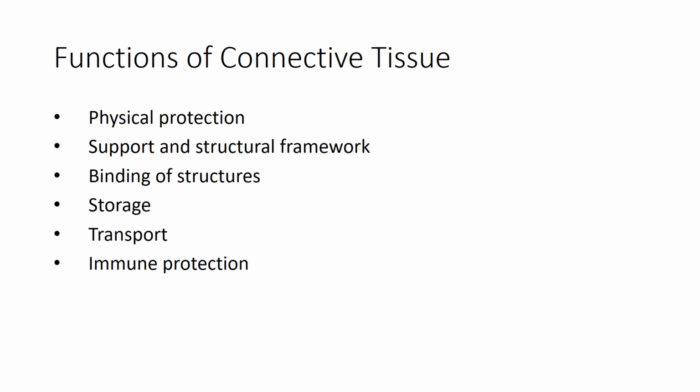Storage, so within our bones, for example, we're going to store different ions and minerals such as calcium and phosphorus, so that we can use this later as a reservoir. Then we have transport, and so this will be for the fluid connective tissue, so blood and lymph will aid in transporting our different materials, and also what we have is immune protection, and this too will be with our fluid connective tissue of blood and lymph.